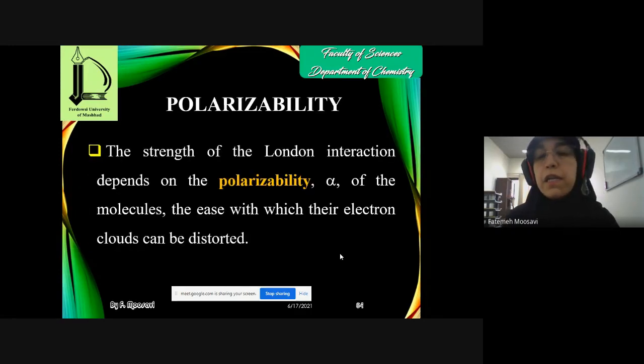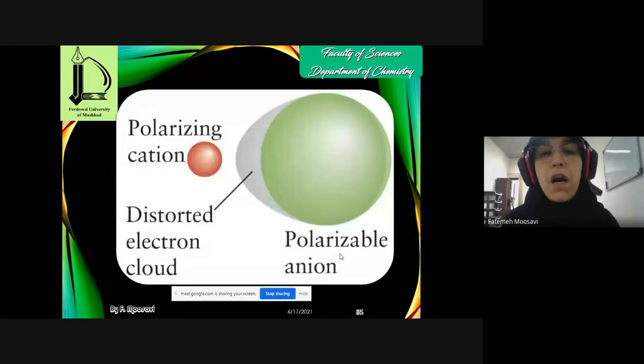First of all, let's speak about polarizability. You know that the strength of London interaction depends on polarizability. So the question is, what is polarizability? We show the polarizability with the symbol alpha. Polarizability means how easily the electron cloud can be distorted in a molecule. If the electron cloud distorts easily, we say that the molecule has a high polarizability. To understand it, let me show this figure.